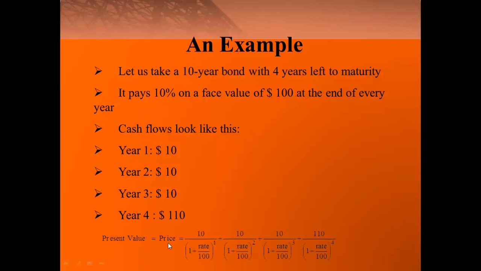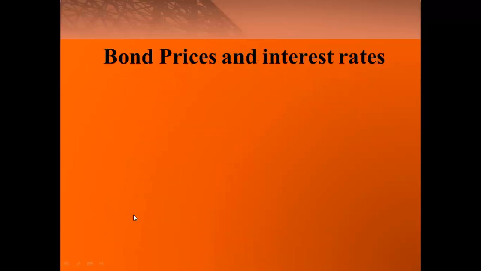So the present value, the price of the bond, is the discounted value of these cash flows: 10 divided by 1 plus rate to the power 1, 10 divided by 1 plus rate squared, 10 divided by 1 plus rate to the power 3, and 110 divided by 1 plus rate to the power 4. Our job is to find out the rate or the price, whichever is unknown.